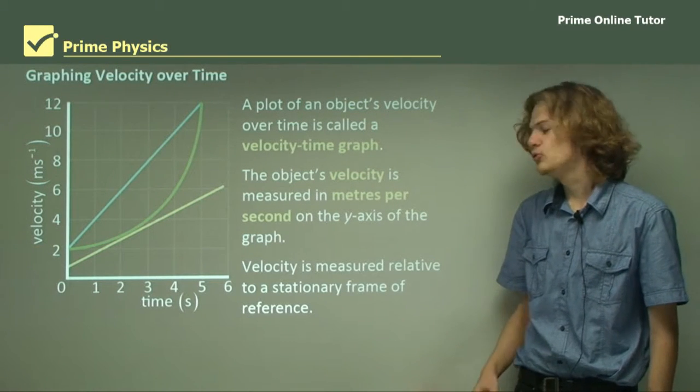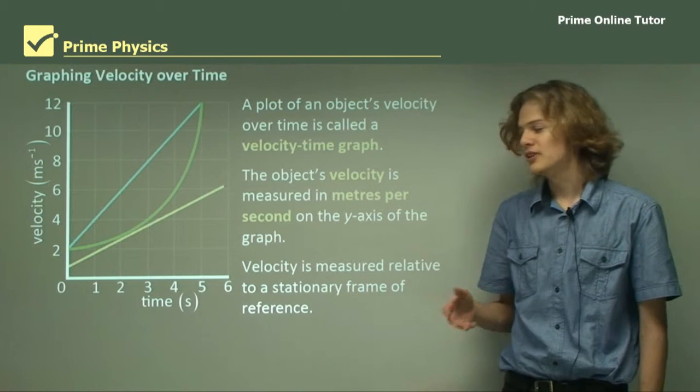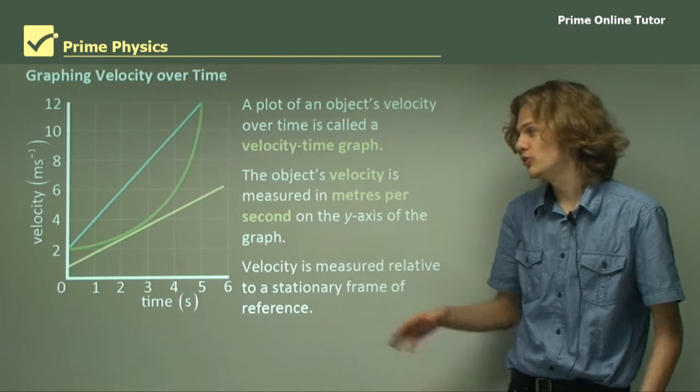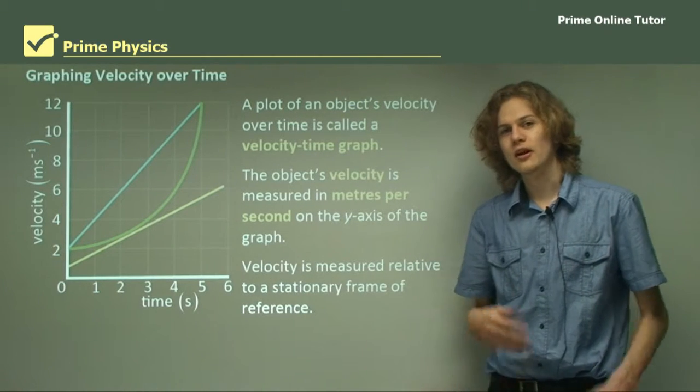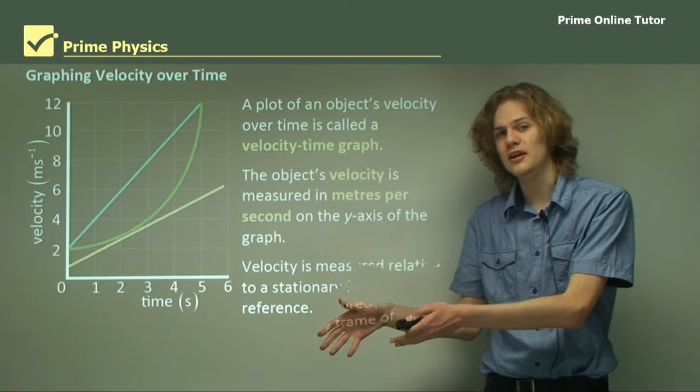Velocity is measured relative to a stationary frame of reference. We've learned a little about this before. The stationary frame of reference is assumed to have a velocity of 0, and so everything else moving is measured with reference to that frame as being stationary.